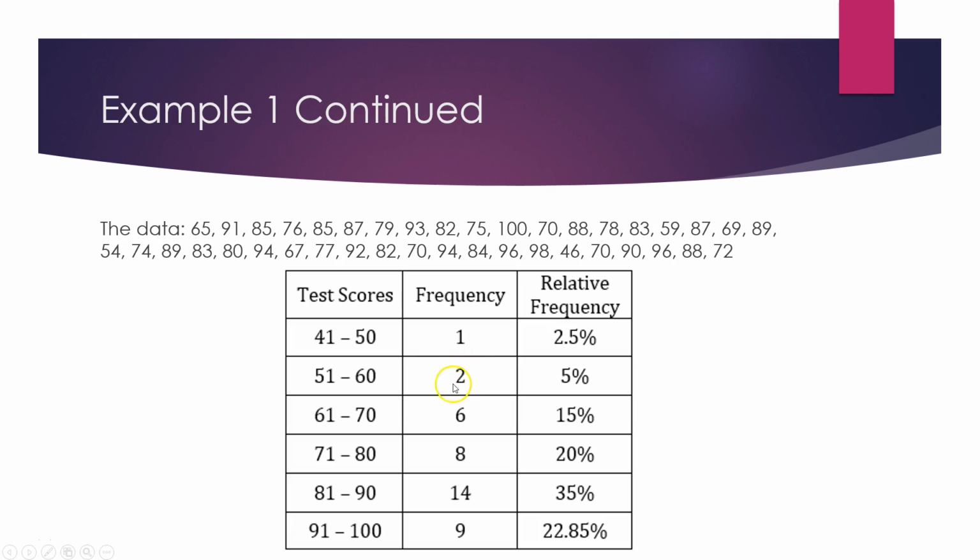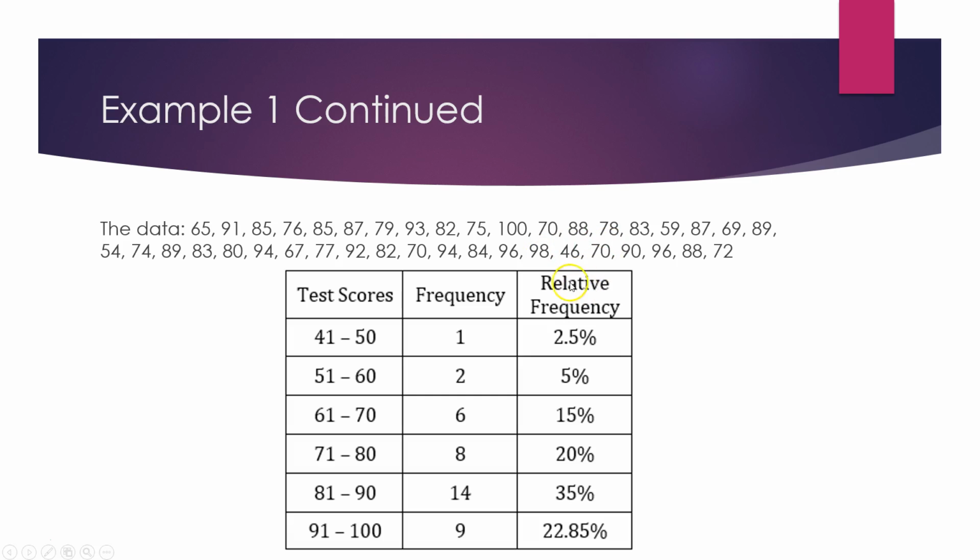So there are two numbers in between 51 and 60. There are 6 scores that are between 61 and 70, and so on. If you didn't complete the entire frequency distribution, I would definitely do this example to make sure that you're able to come up with the same numbers that we did.